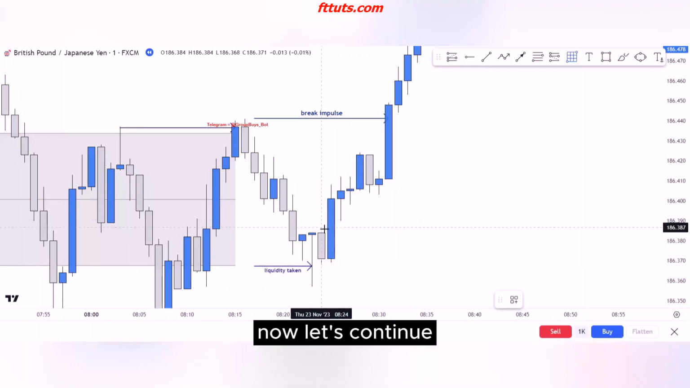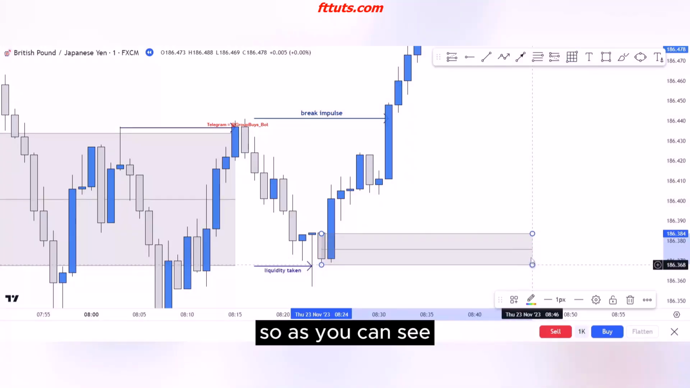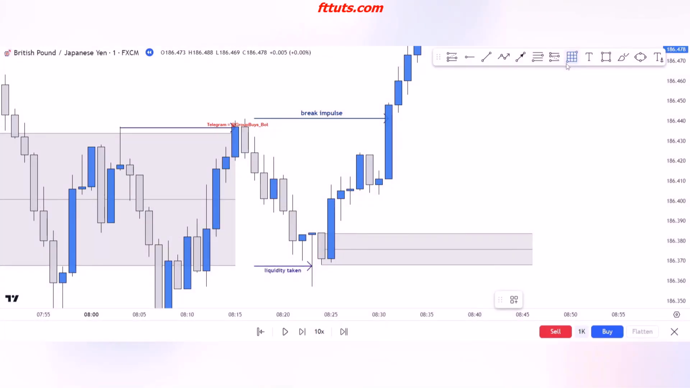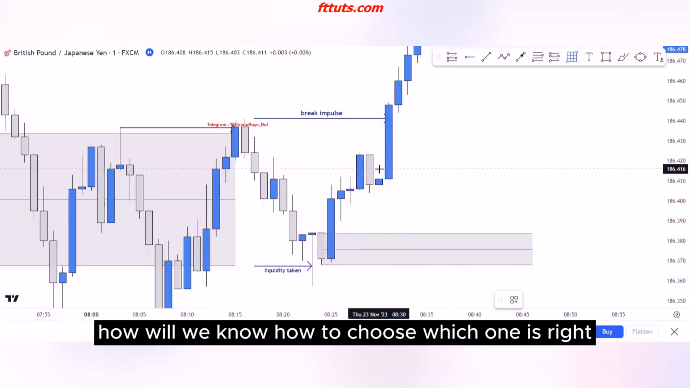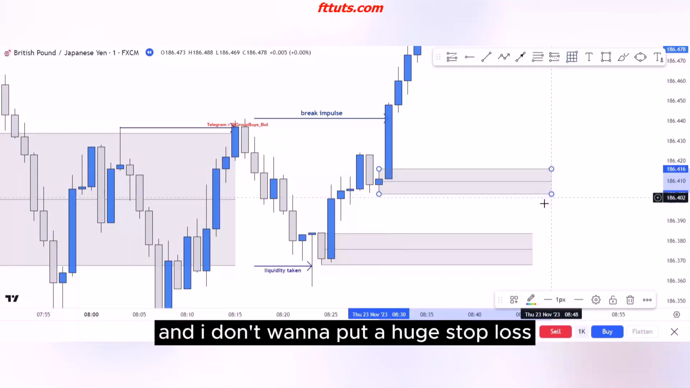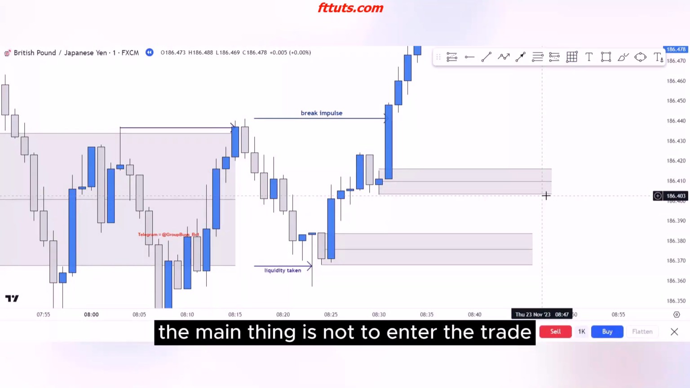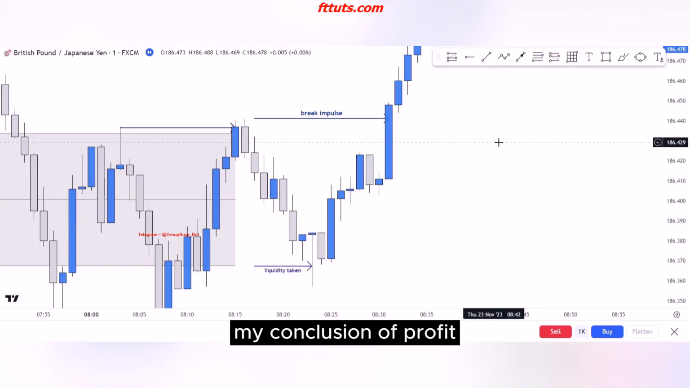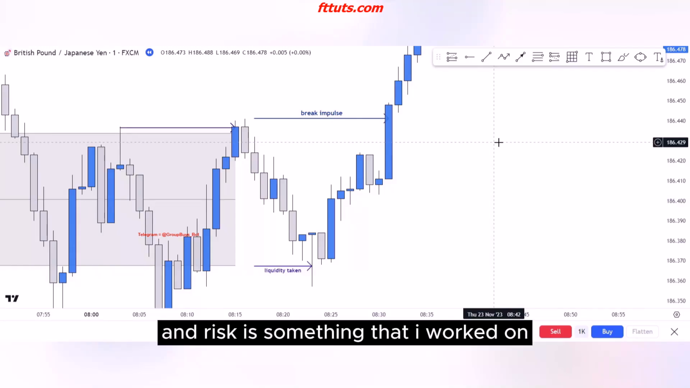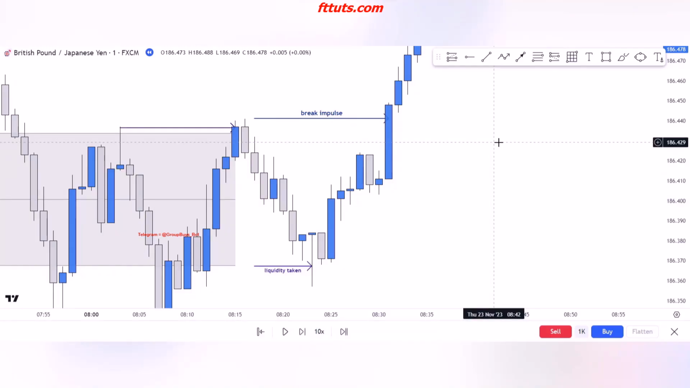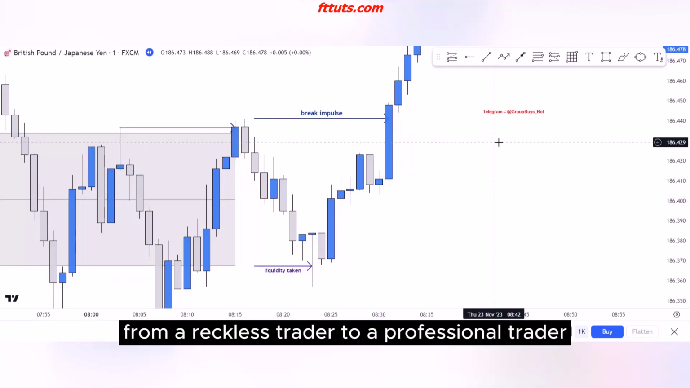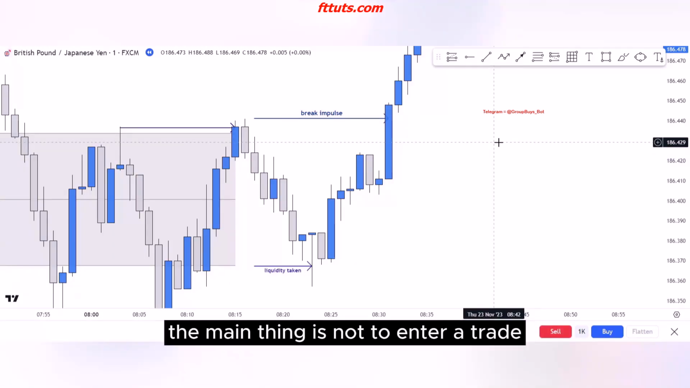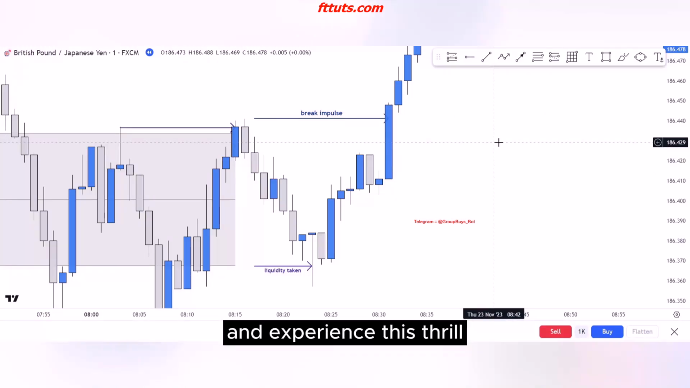Now let's continue. So as you can see, we have two demands here. How will we know how to choose which one is right? And I don't want to put a huge stop loss. The main thing is not to enter the trade no matter what. My conclusion of profit and risk is something that I worked on for a very long time. Your thinking needs to change from a reckless trader to a professional trader. The main thing is not to enter a trade only to feel the graphs and experience this thrill.